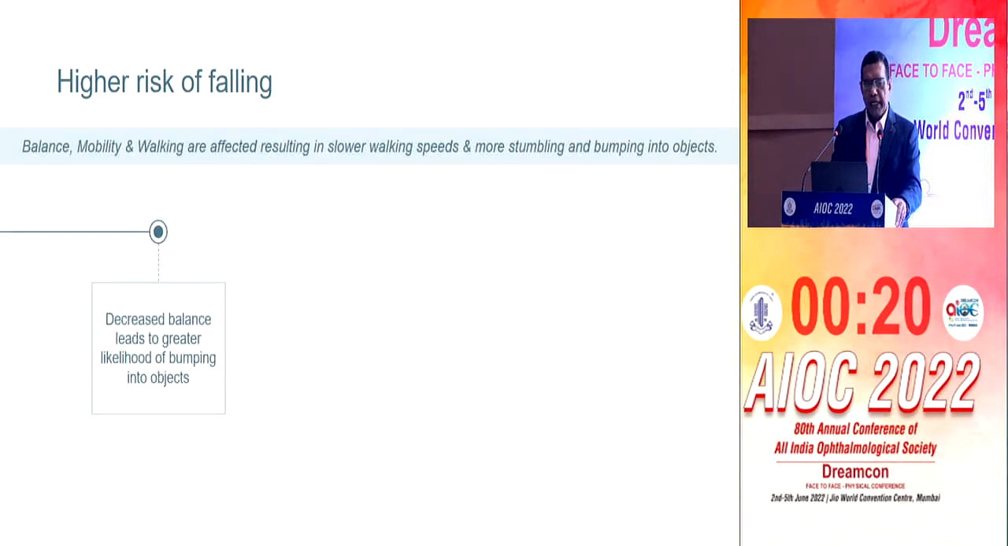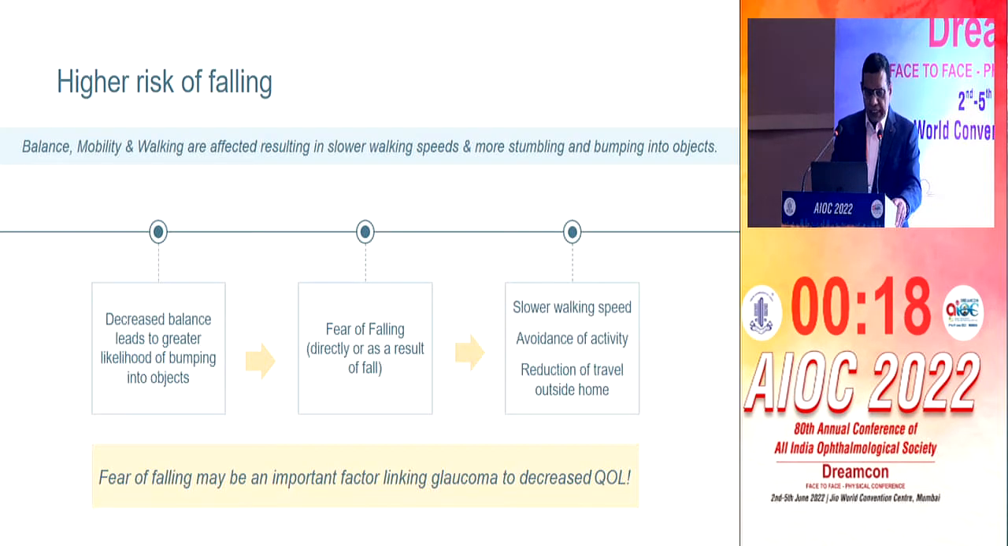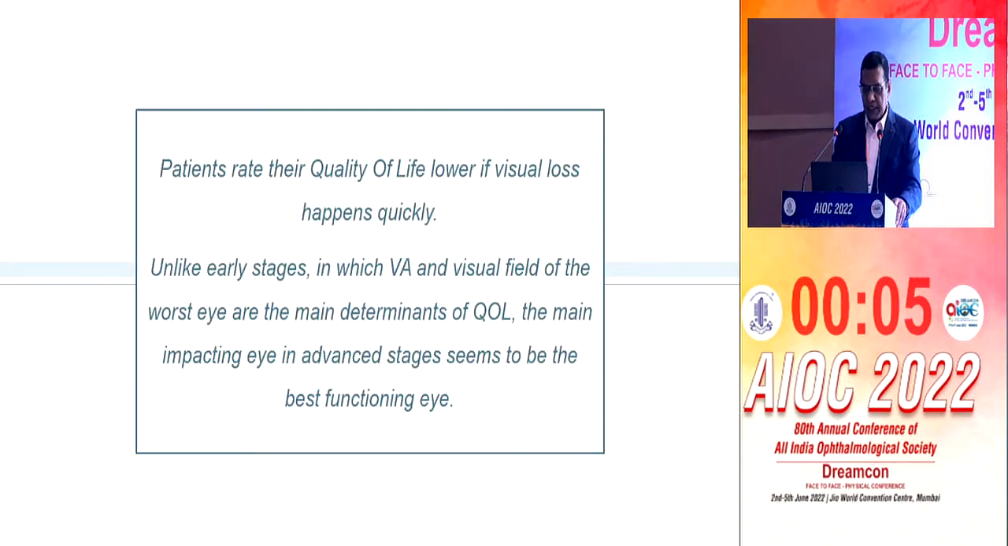So higher risk of falling is very important. It is either decreased balance leading to a greater likelihood of bumping into objects, fear of falling, or slower walking speed. There is avoidance of activity or reduction of travel outside the home. Taking all into consideration, patients rate their quality of life lower if visual field loss happens quickly. Unlike early stages, in which visual acuity and visual field of the worst eye are the main determinants of quality of life, the main impacting eye in advanced stages seems to be the best functioning eye.